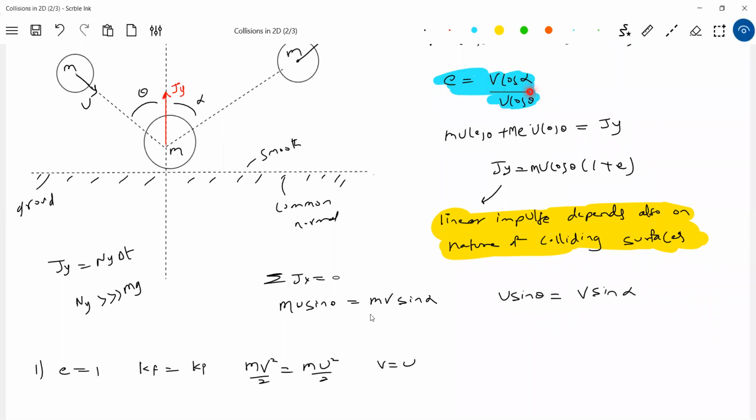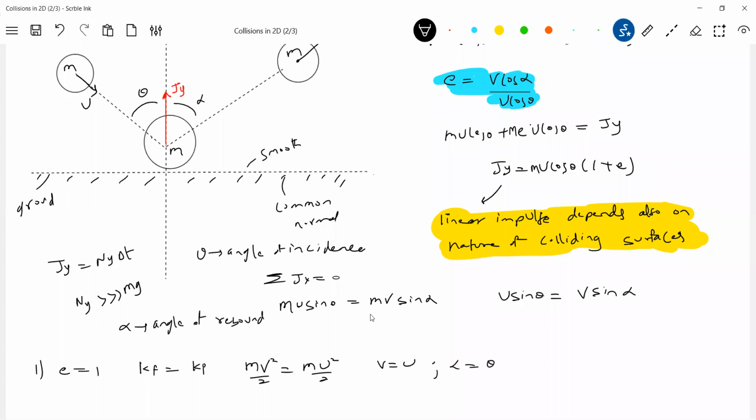So what do you expect? Alpha and theta must be equal. So alpha equal to theta. So the angle of incidence should be equal to the angle of rebound. What are alpha, theta? How do we define them? Theta is called the angle of incidence. And alpha we define as the angle of rebound.